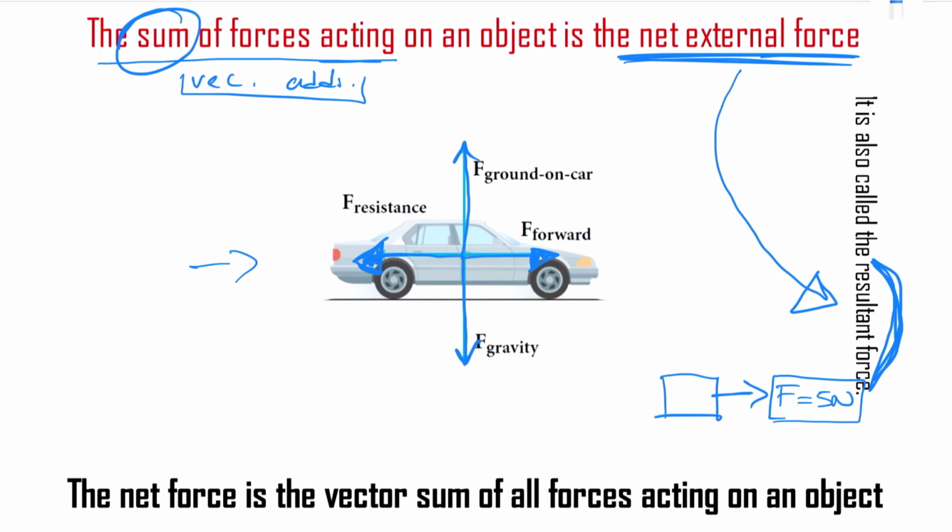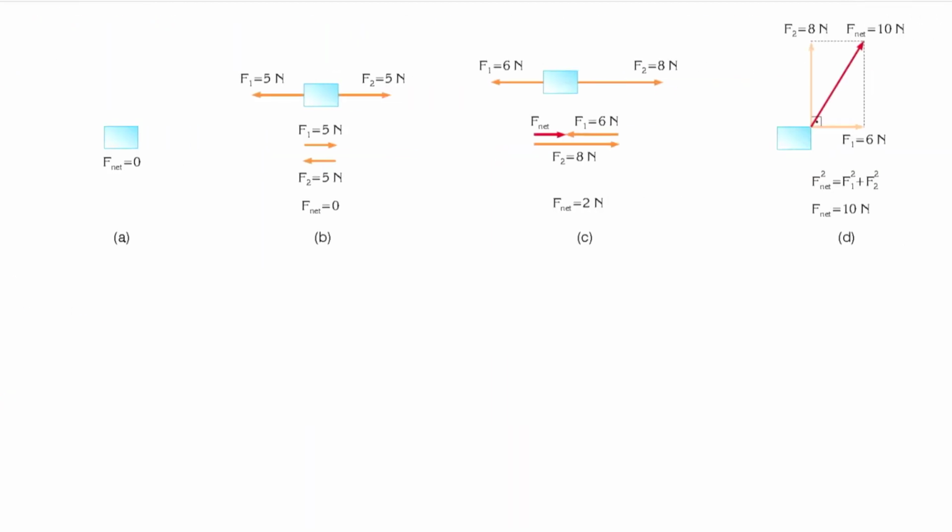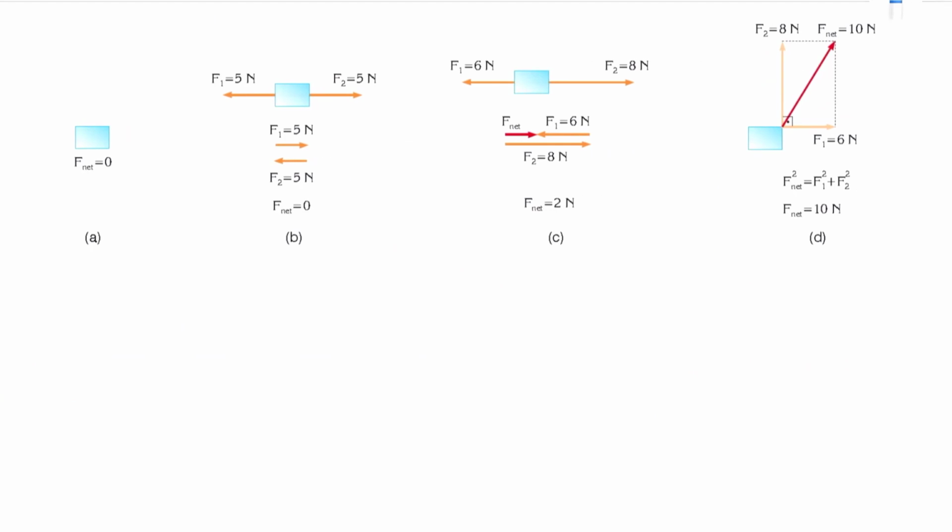Now let's talk more about the net external force. Here we have A, B, C, D figures. In A, let's imagine the object is in space, so there is no gravity and no force acting on it. So the net force in A, represented with F net, is 0.